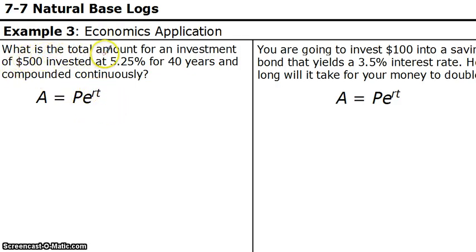So what is the total amount for an investment of $500 invested at 5.25% for 40 years, compounded continuously? All right, so we want to know the amount. That's A. Principal investment, 500. e is always going to be just e. Remember, that's not a variable. It's an actual number. And then the interest rate, move your decimal over 2 spots, so 0.0525. And then we're multiplying that by 40 because it does 40 years.